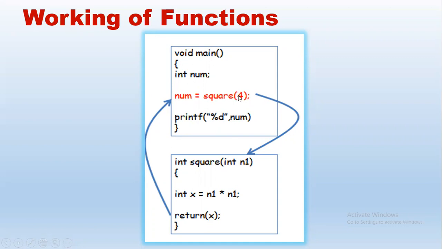We see that 4 is an integer, so the data type has matched. There is only one parameter, so the number matches. Since it is one, order is not of any importance. Only one is there in the actual as well as in the formal parameter. So it passes 4, calculates 4 into 4, 16, and it returns 16. Once the control flow is here, after executing the function, it returns back to the same line. It has returned 16, which gets stored in num. So square of 4 is 16. It gets stored in num and it prints num.